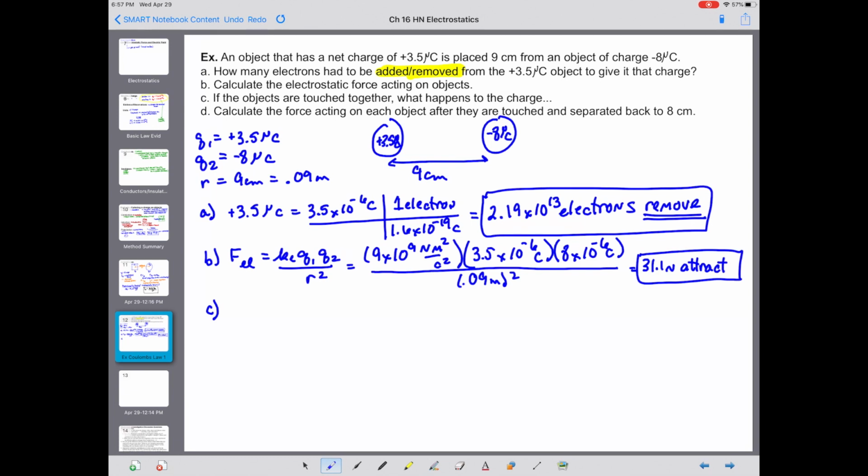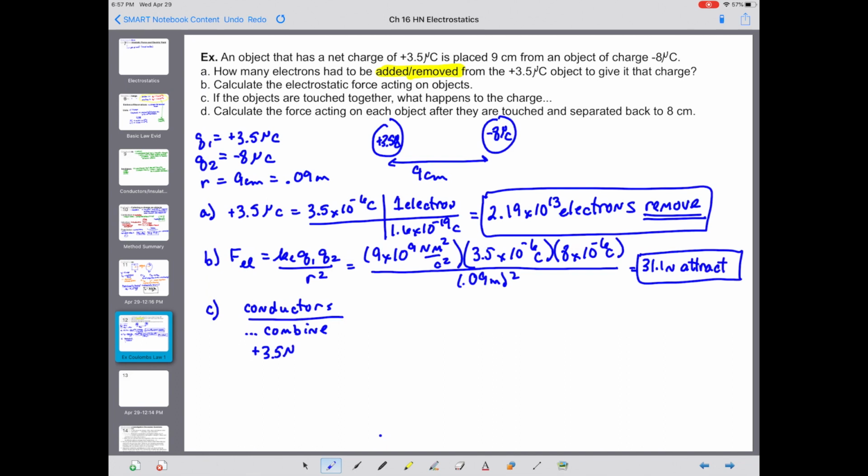Part C, if the objects are touched together, what happens? Well, what happens here is going to depend. What are they? Are your substances conductors? If your substances are conductors, then charges can transfer. So then when you touch those objects together, the charges will combine. They can't neutralize each other. You have a positive 3.5 and a negative 8. You don't have enough positive charge to counteract the negative charge, but the charges will combine.